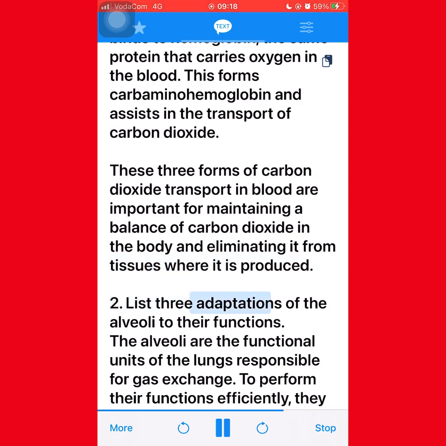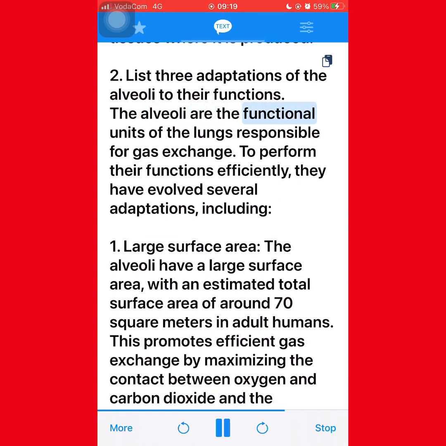2. List 3 adaptations of the alveoli to their functions. The alveoli are the functional units of the lungs responsible for gas exchange. To perform their functions efficiently, they have evolved several adaptations, including 1.